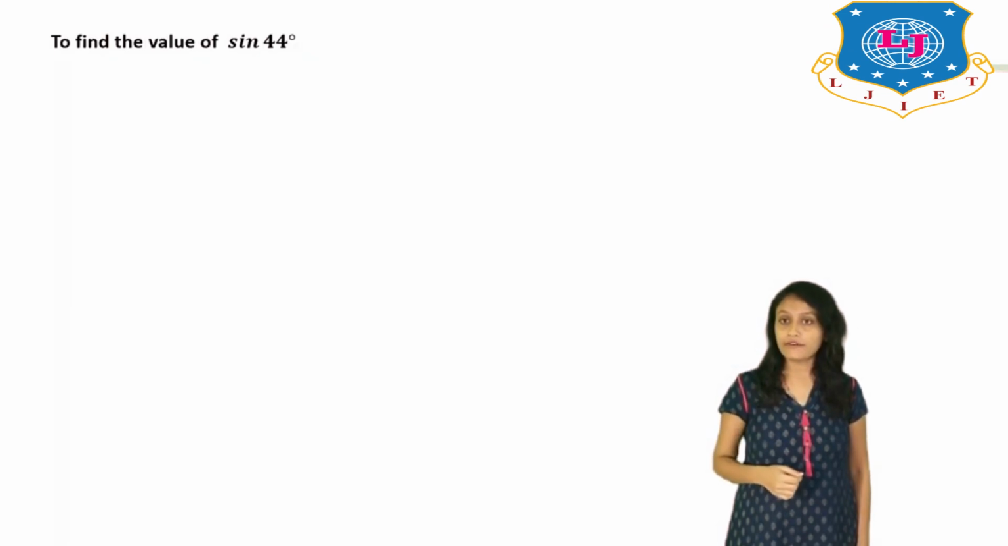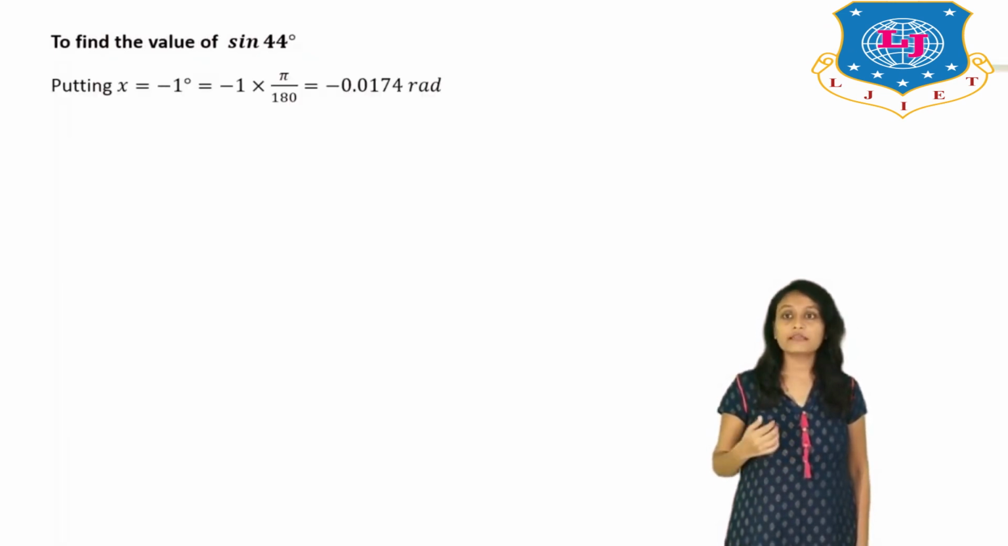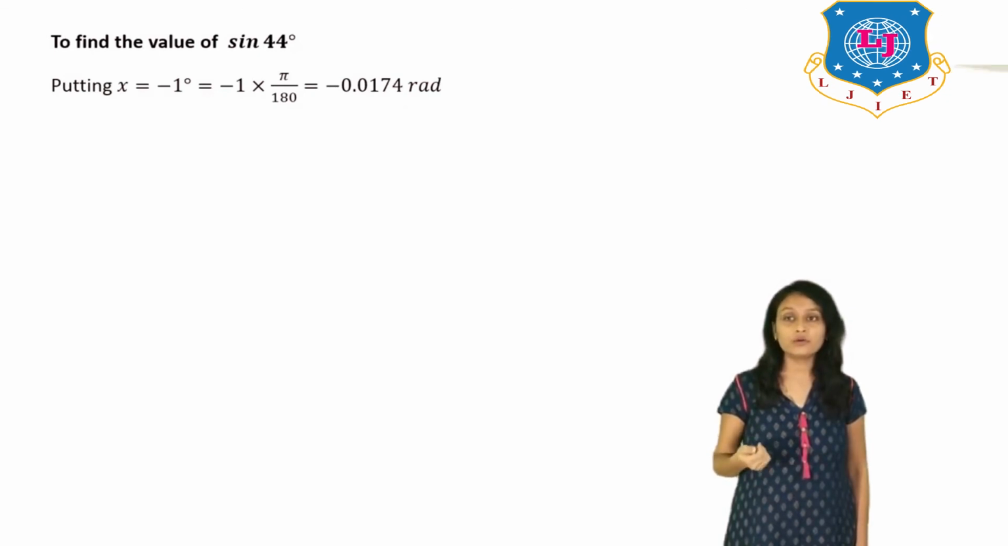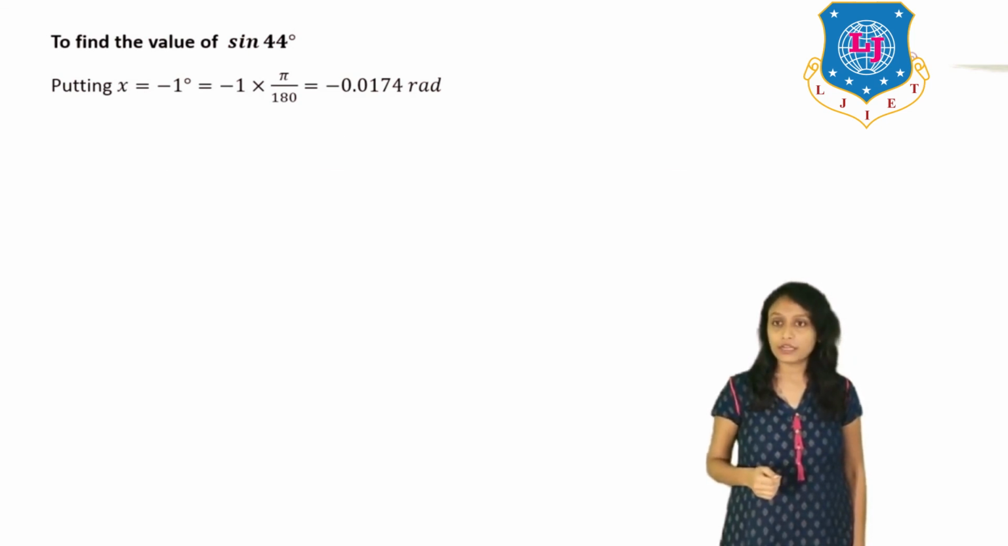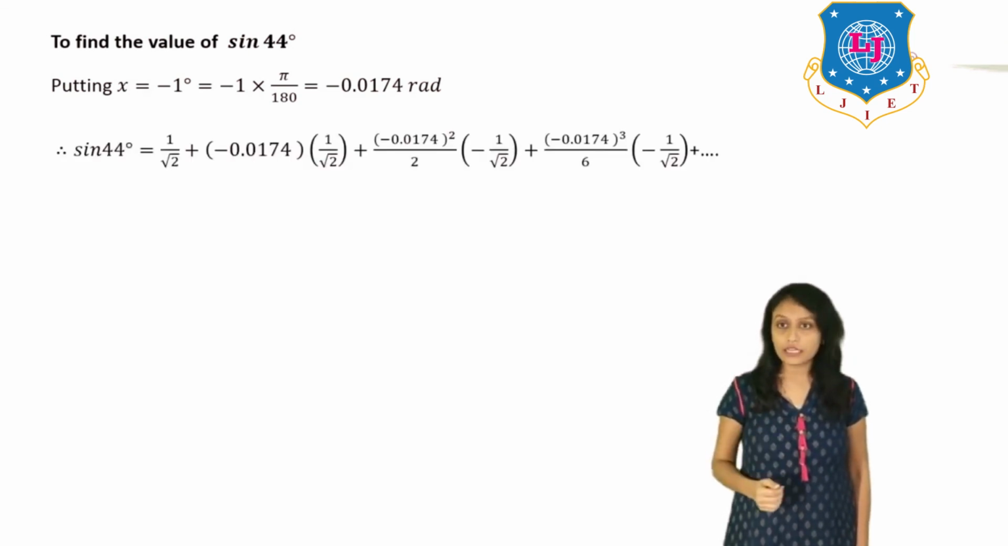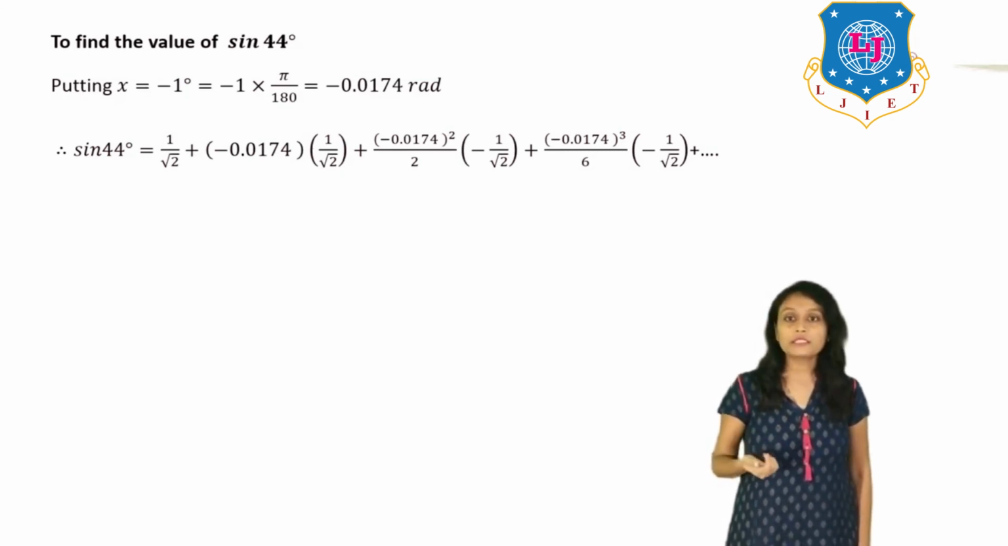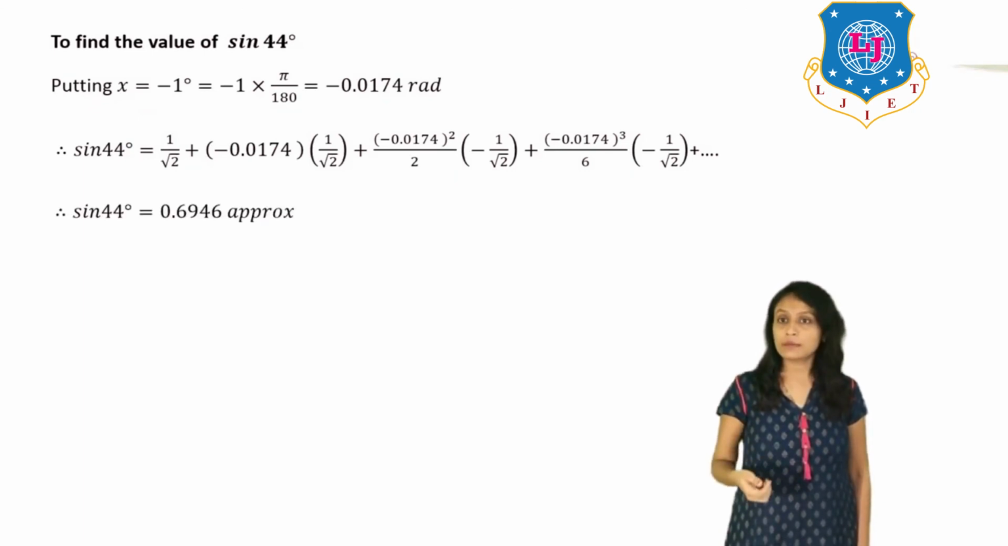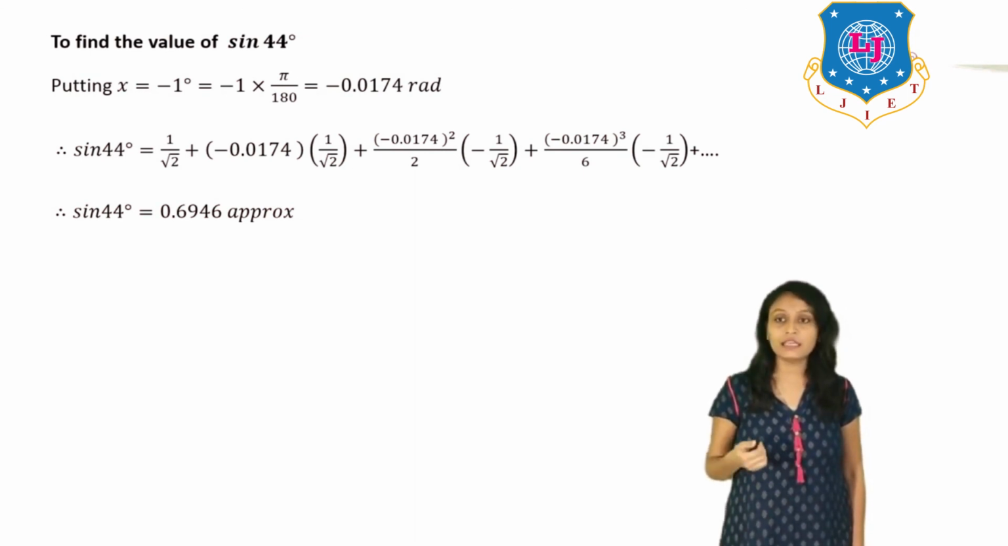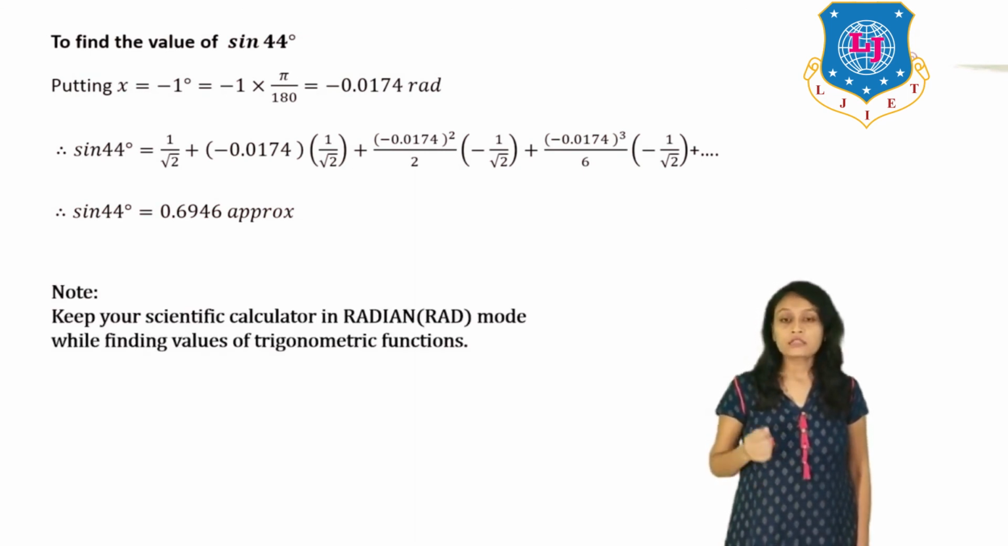Next, we have to find the value of sine 44 degree. To find it, we write x is equal to minus 1 degree. We again convert it into radian form, so minus 1 into pi upon 180. On simplification you will get minus 0.0174 radian. Now for sine 44 degree, in place of x everywhere we substitute minus 0.0174, and do the simplification to get the answer of sine 44 degree, that is 0.6946, which is the approximate value.